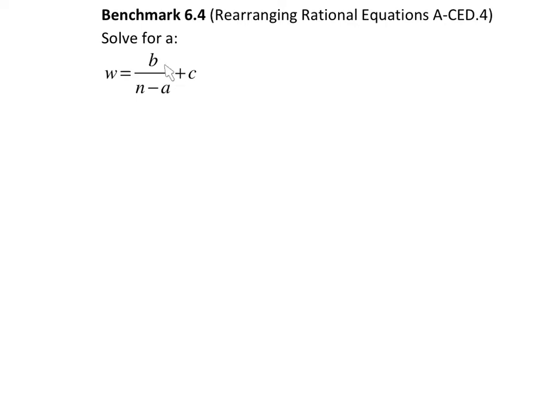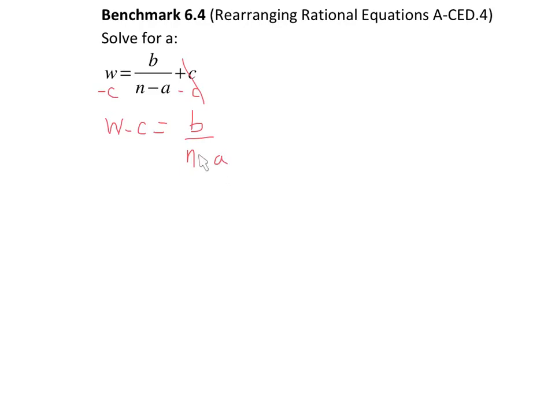Alrighty, I want to solve for a. I'm going to rearrange the rational equation to get a by itself. So the first thing I need to do is get rid of this straggler c, so I can minus it off. So I now have w minus c equals b over n minus a. Alright, now I got to get a by itself.